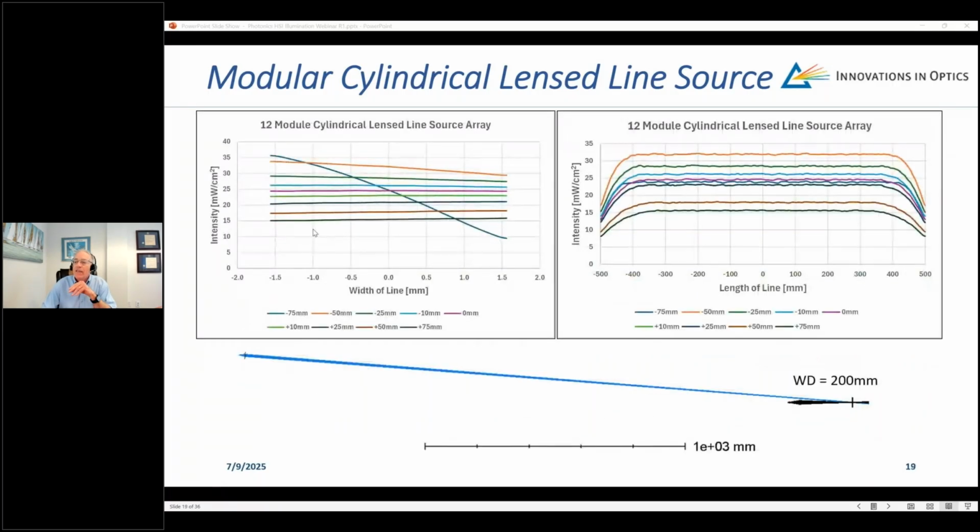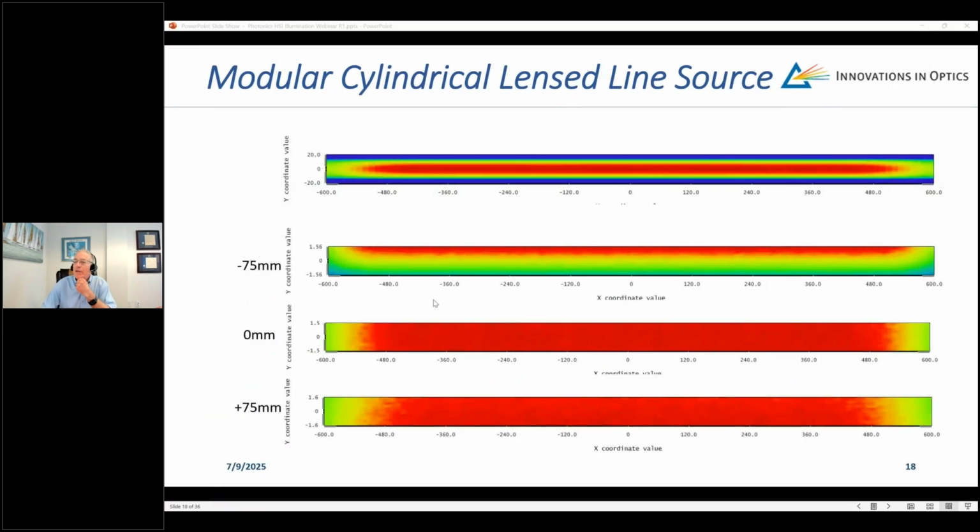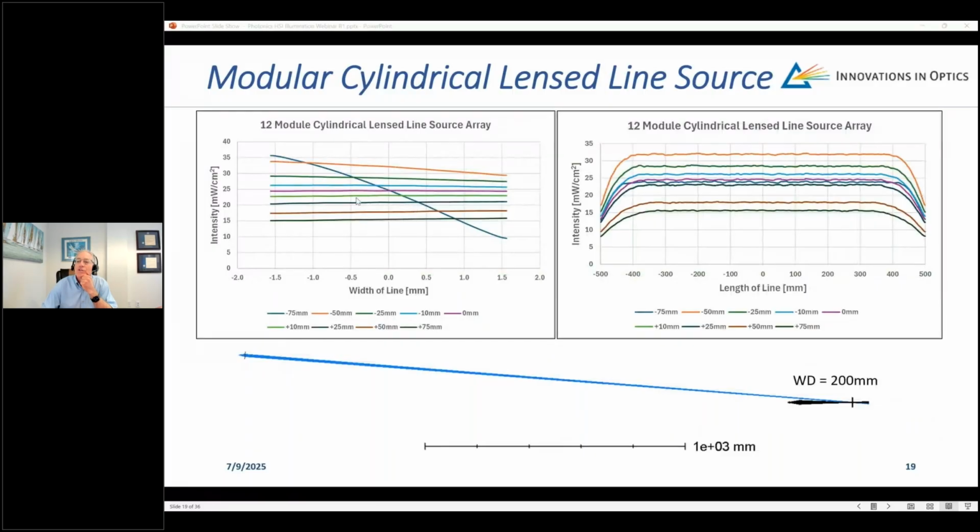And if you were to take these plots and plot them in the direction along the width and the length, you would get these distributions. So you see a fairly large range of intensities that results from objects that are either nearer or closer because of the angular extent of the illumination.